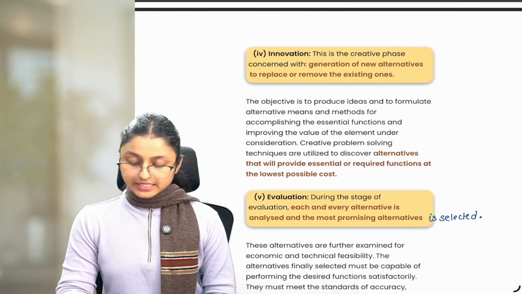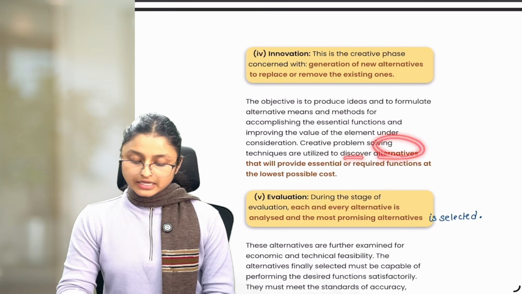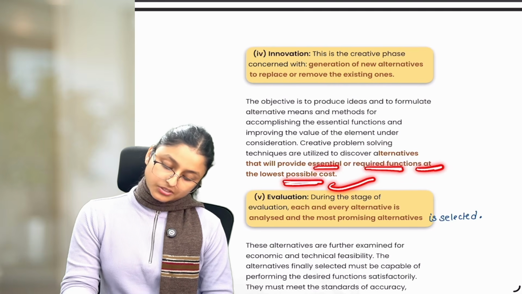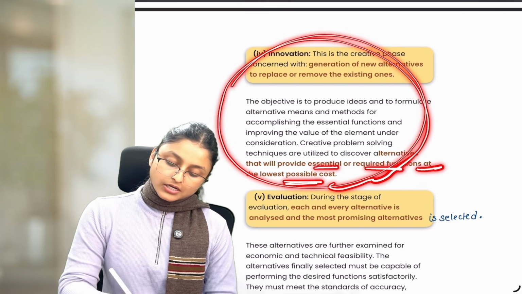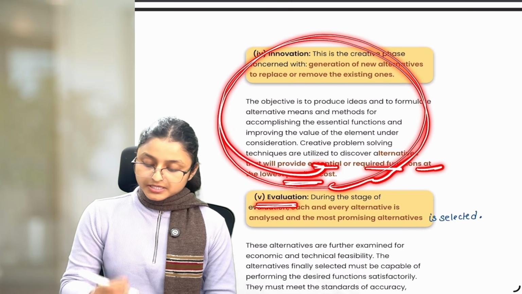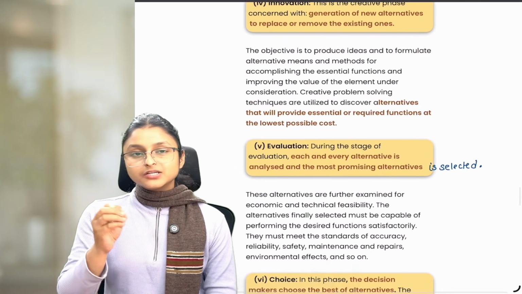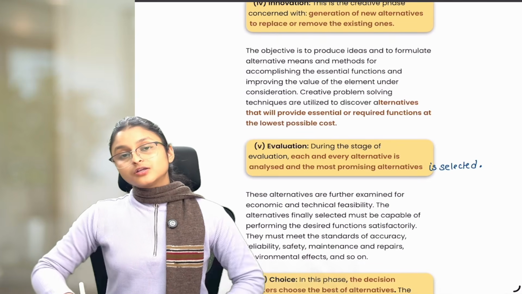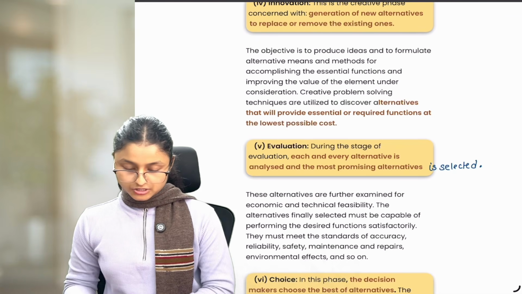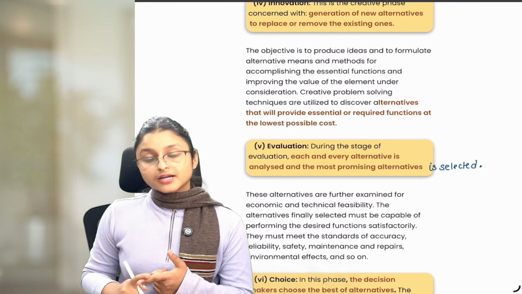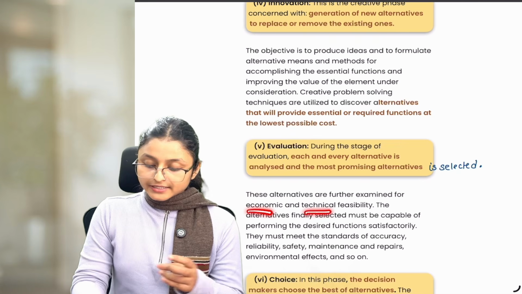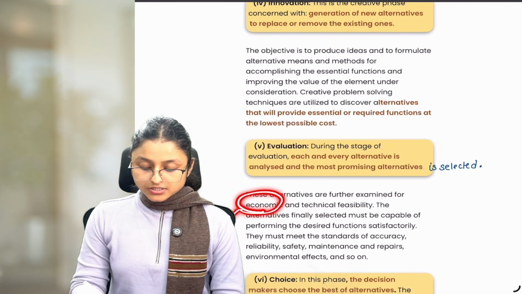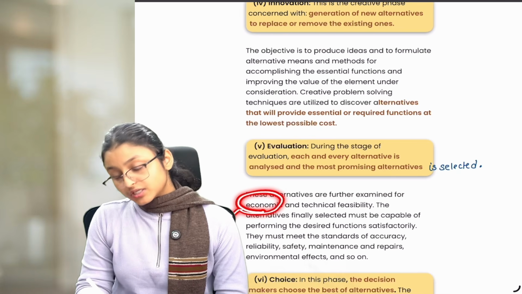Creative problem solving techniques are utilized to discover alternatives that will provide the essential or required function at the lowest possible cost. After finding all the alternatives, these alternatives will be evaluated. We will evaluate each and every alternative and analyze all of them to find out which one is beneficial for the organization. Now how to evaluate each alternative? On the basis of economic and technical feasibility. Economic feasibility means, will it cost us less as compared to what it is costing us right now?